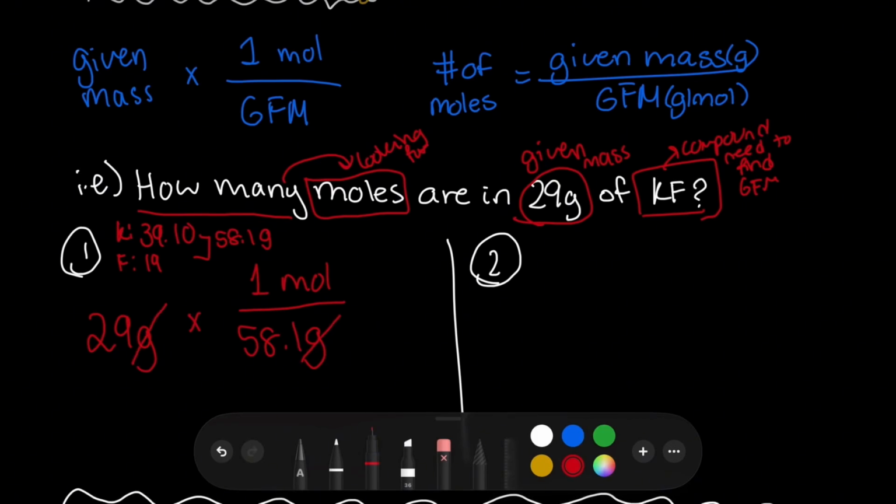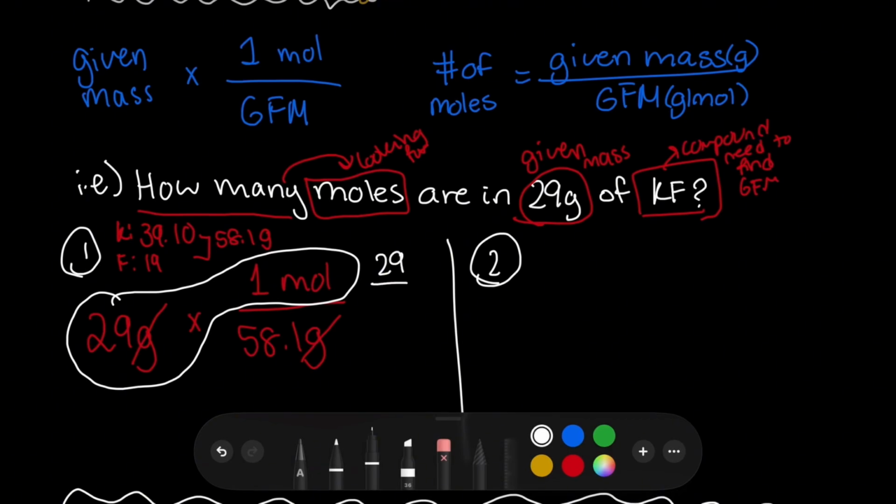And now we're just left with multiplying. So we do 29 times the 1 mole divided by 58.1. So it'd be 29 over 58.1, which would give you around 0.5 moles.